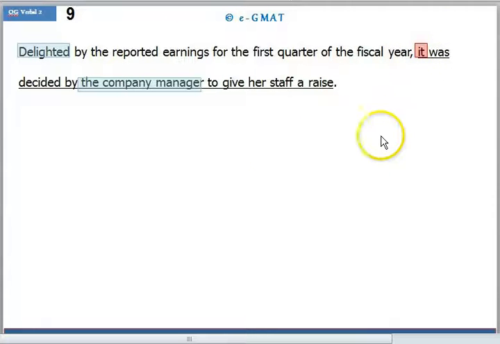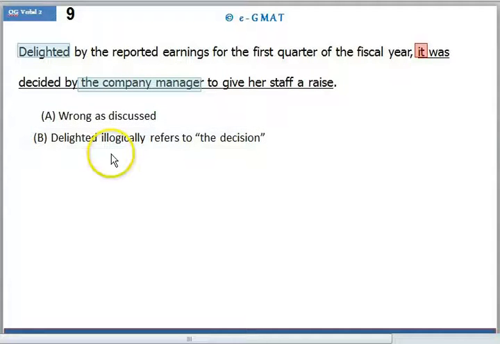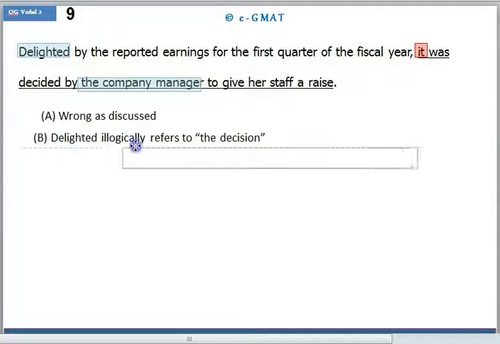So if we change the construction of this sentence, we will get the correct answer. Okay, so let's run the POE to find out what's the correct answer. Choice A is certainly not the correct answer, as we discussed just now. In choice B, we see again that delighted is illogically referring to the decision. So this is definitely not correct.